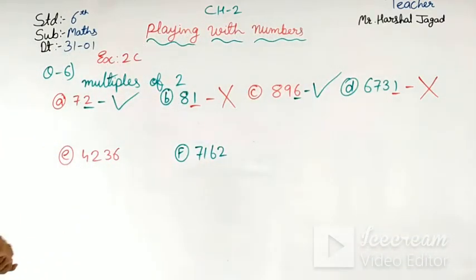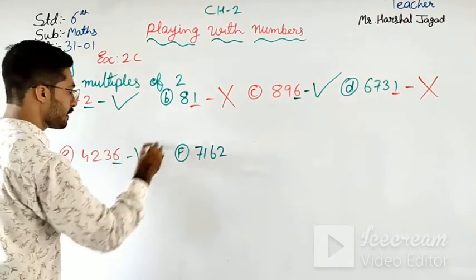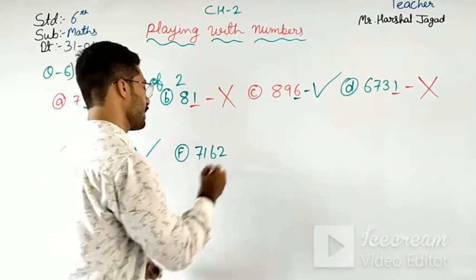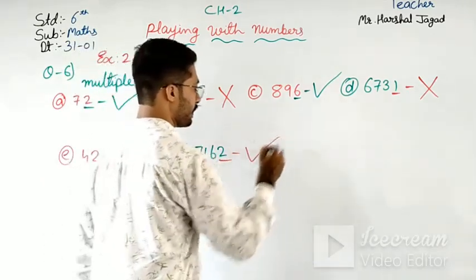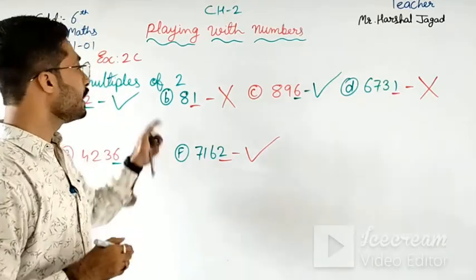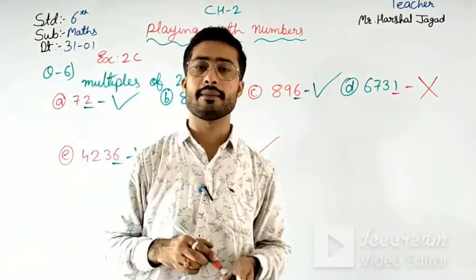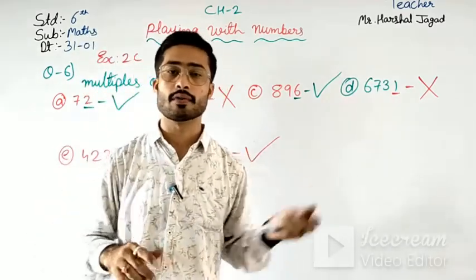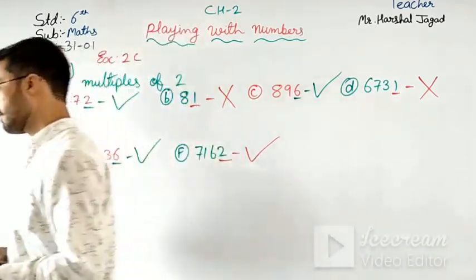Okay, and the E, here it is 6, and this is also a multiple of 2. And this one, F, is also having 2, so this is also a multiple of 2. So B and D are not multiples of 2, and all the others are multiples of 2. So please write down this.